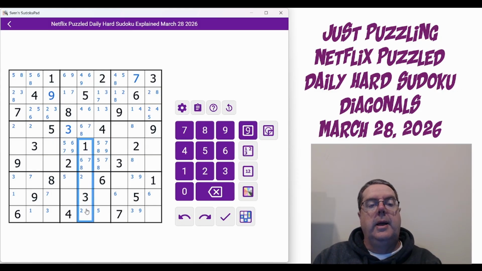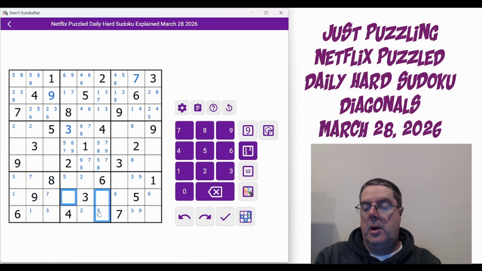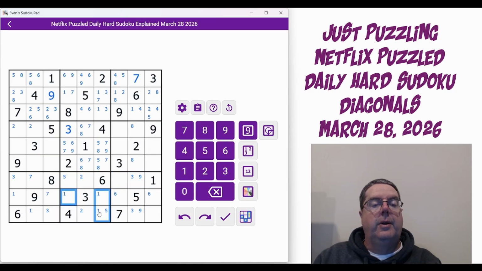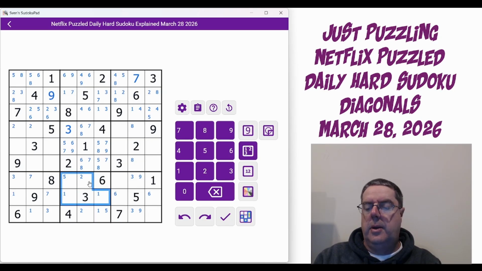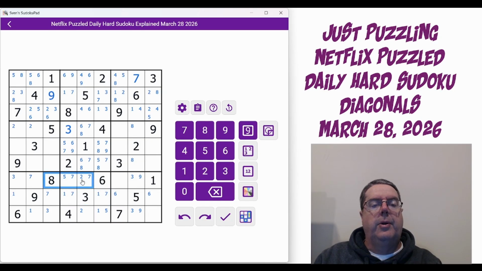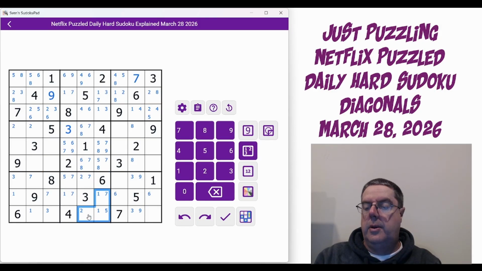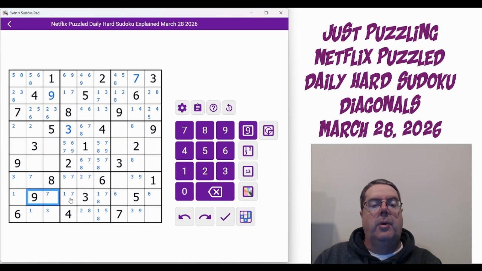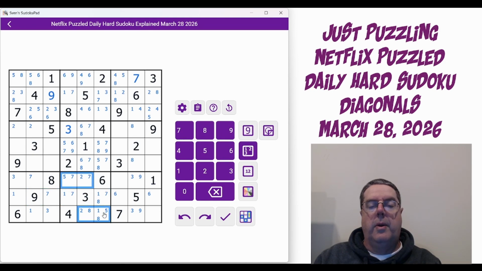1 comes down here. 1 comes across here, so 1 is one of these. 2, 3, 4, 5, 6, 7. 7's here. So 7 can be one of these. 8 comes across here. 8 comes down here. So 8 is one of these. And 9 comes across here. That's all I know. So 9 is one of these.